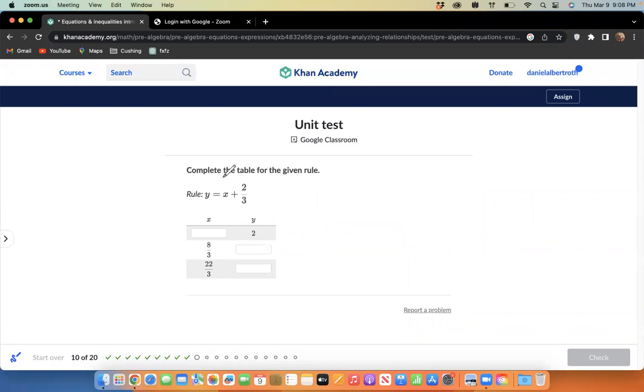All right, this one says complete the table for the given rule. So how do we find y? It equals x plus 2/3. So if y is 2, I can say that 2 equals x plus 2/3. So x is going to be 2/3 less than 2. So it's going to be, was that 4/3?